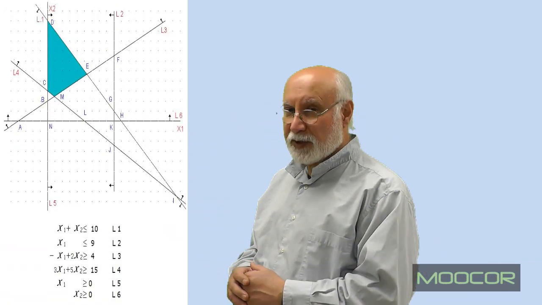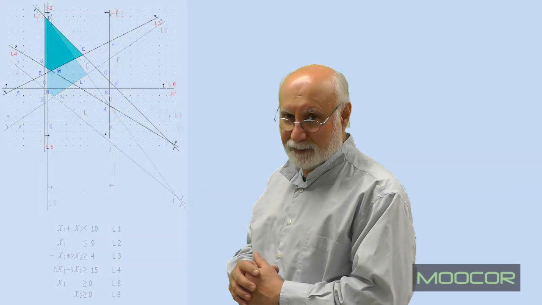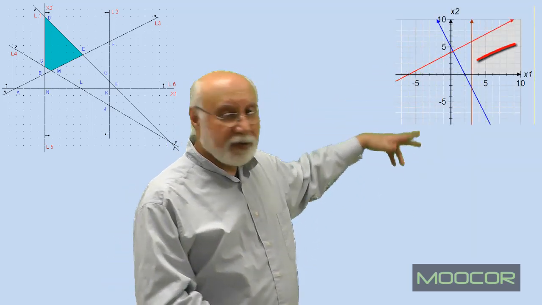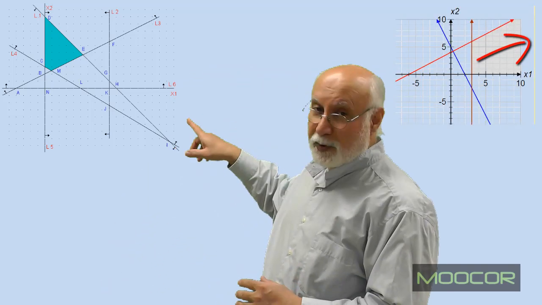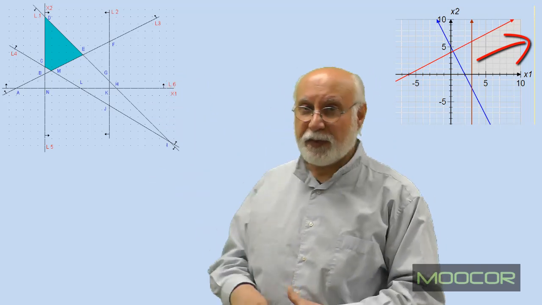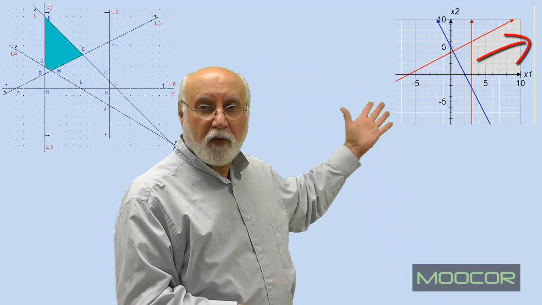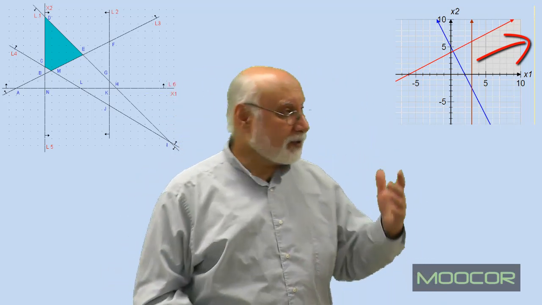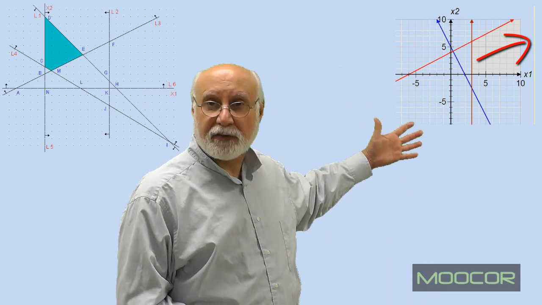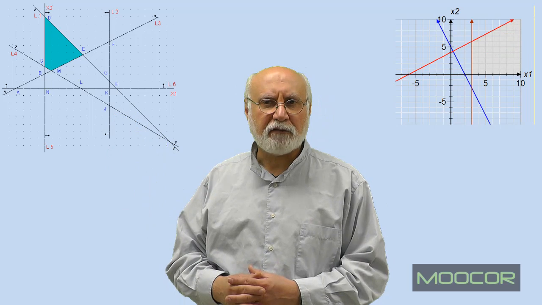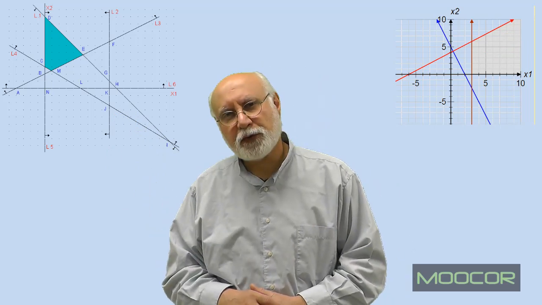This feasible region is closed, while the other feasible region was open. It was open here, but this one is closed. So you can have closed feasible regions, you can have open feasible regions. A closed feasible region and an unbounded feasible region. How many solutions does this feasible region have? Infinite number of solutions.